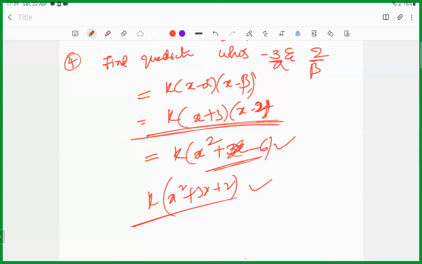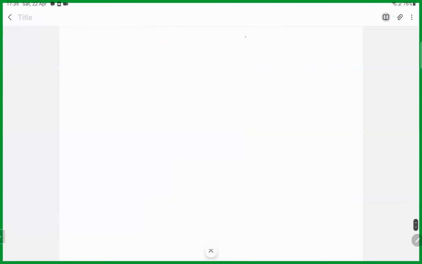So now, if I give a polynomial, I can find out the zeros. If I am given the zeros, I can find out the polynomial. Right? Or if I have been given a graph, I can find out the zeros. From the zeros, I can find out the equation, the polynomial. So all these things you must be clear on. Okay. So now we have seen it for the quadratic. Now we'll see for the cubic.